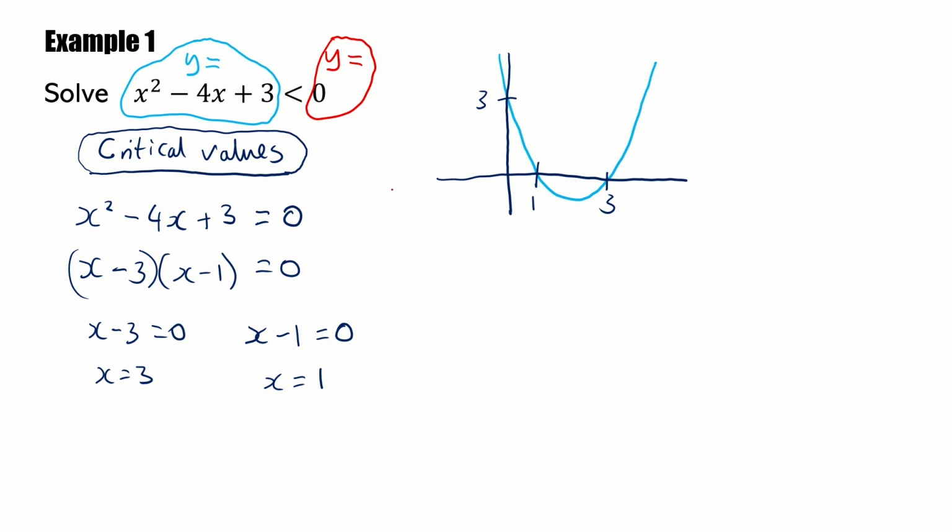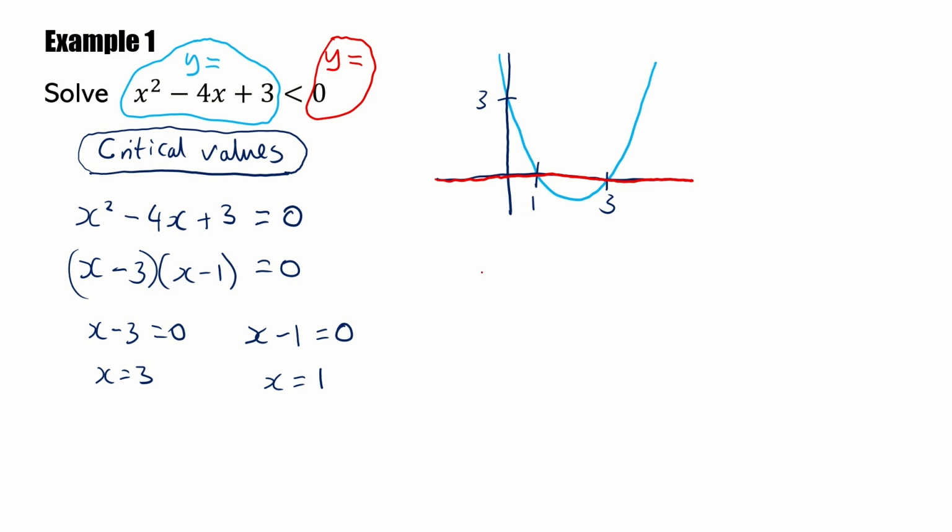I'm then also going to sketch the line y equals 0, and in this case the line y equals 0 is, funnily enough, just the x-axis. Technically, because we've already drawn the x-axis, I don't need to draw another line on top of it, but I have just done it in this case to make the point that every single time you're solving an inequality like this, when you come to draw the graph, you're drawing y equals both sides of the inequality.